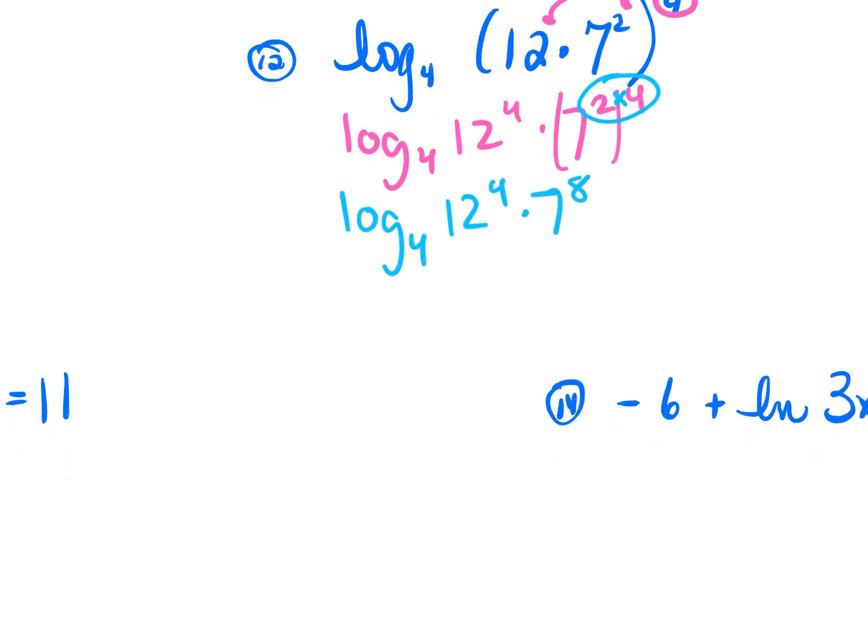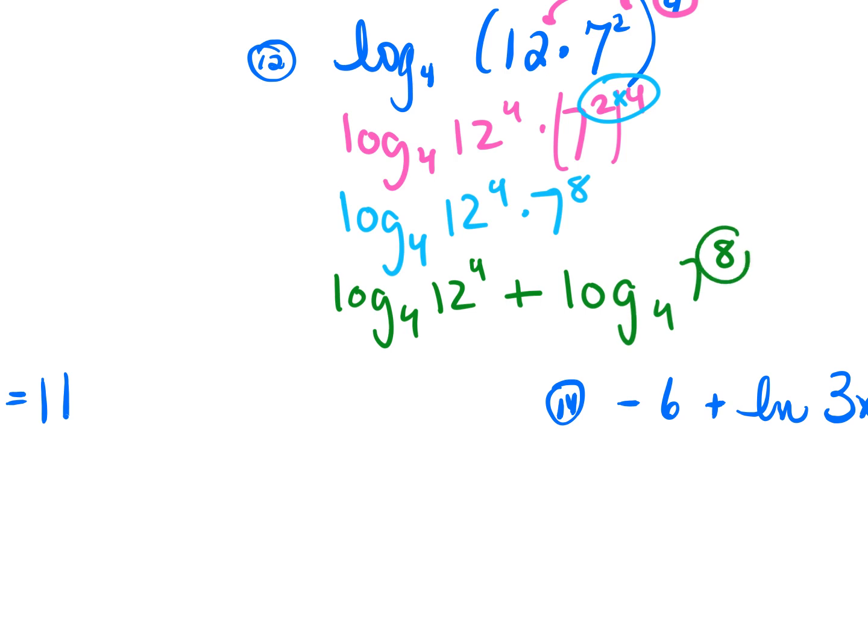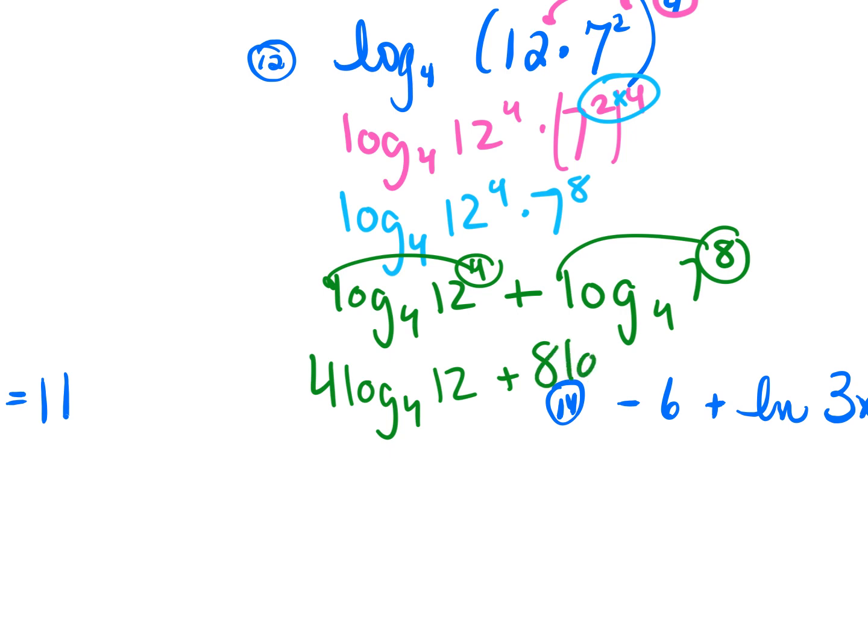Now we're multiplying here. So what do we do with multiplication? How do we split them up? Add. So log base 4 of 12 to the 4th power. Every time we break it apart and expand it, each one gets its own log. So plus log base 4 of 7 to the 8th power. And then we take the exponents and move it to the front. So 4 log base 4 of 12 plus 8 log base 4 of 7.